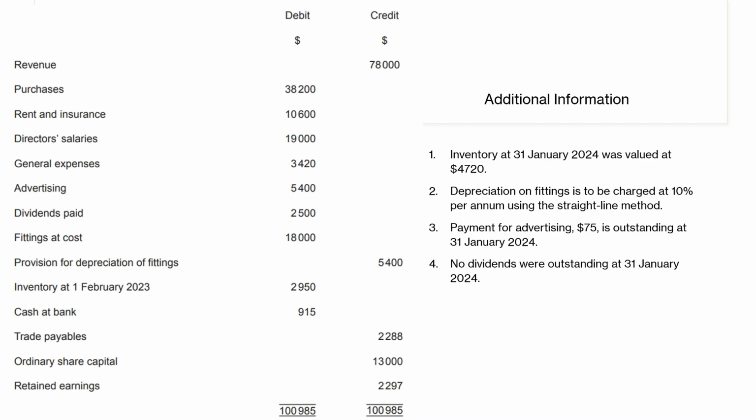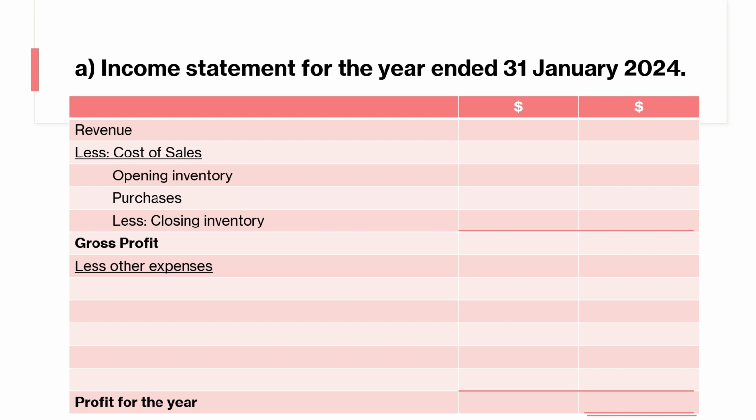Remember, here's an advice. When you get a question like this, don't start with the balances. First, tackle the additional information given, then go through the balances after you're done with all that. So the first information says inventory at 31st January 2024, that's the closing date, was valued at 4,720. So they have given the closing inventory balance. So we record closing inventory in two places, both in the income statement and in the SOFP or the balance sheet.